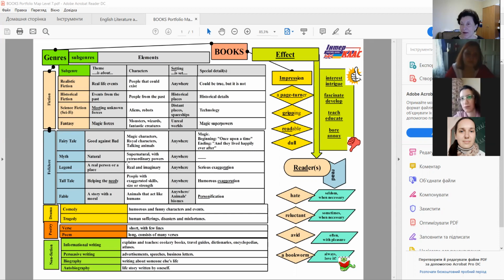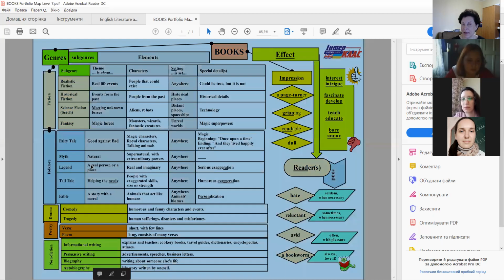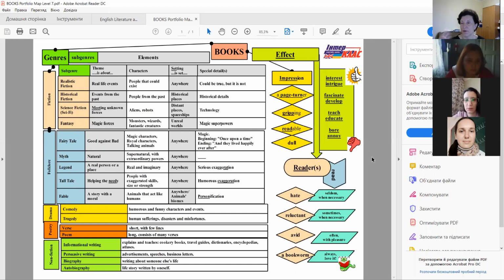For example, the legend about Cossack Rih, Легенда про козака Рога. Yes. So we have the legend about Козак Ріг. What is this legend about? It's about a real person or a place. Yeah. So it could be real. We don't know, but it could be real. Or he may be imaginary. The setting is anywhere. In our case, anywhere is Кривий Ріг. And what are the special details? What is the serious exaggeration about Кривий Ріг as a Козак?